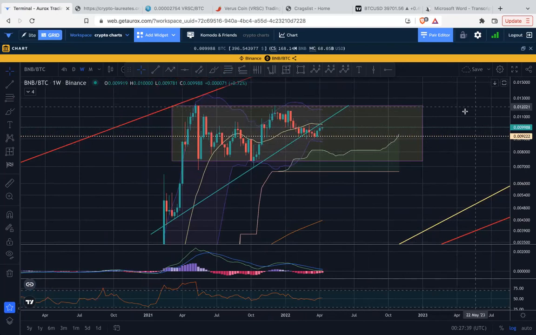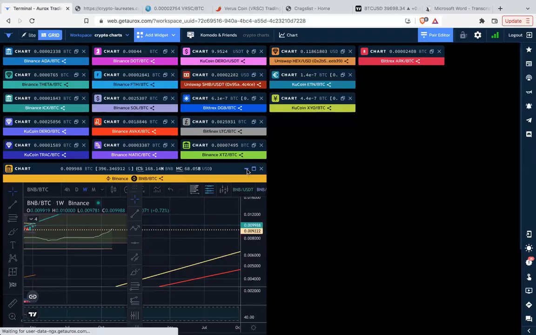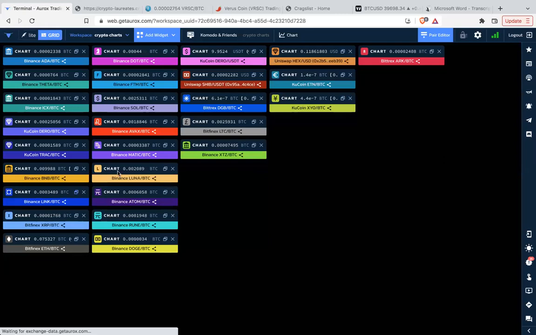So BNB overall looking really strong on the weekly against BTC. Really strong on a long-term time frame. You know, this horizontal box should be good. I think on a shorter-term time frame, it's looking a little weak against BTC. All right, and that's again on the weekly time frame. All right, that's BNB. Let's move over to Link.